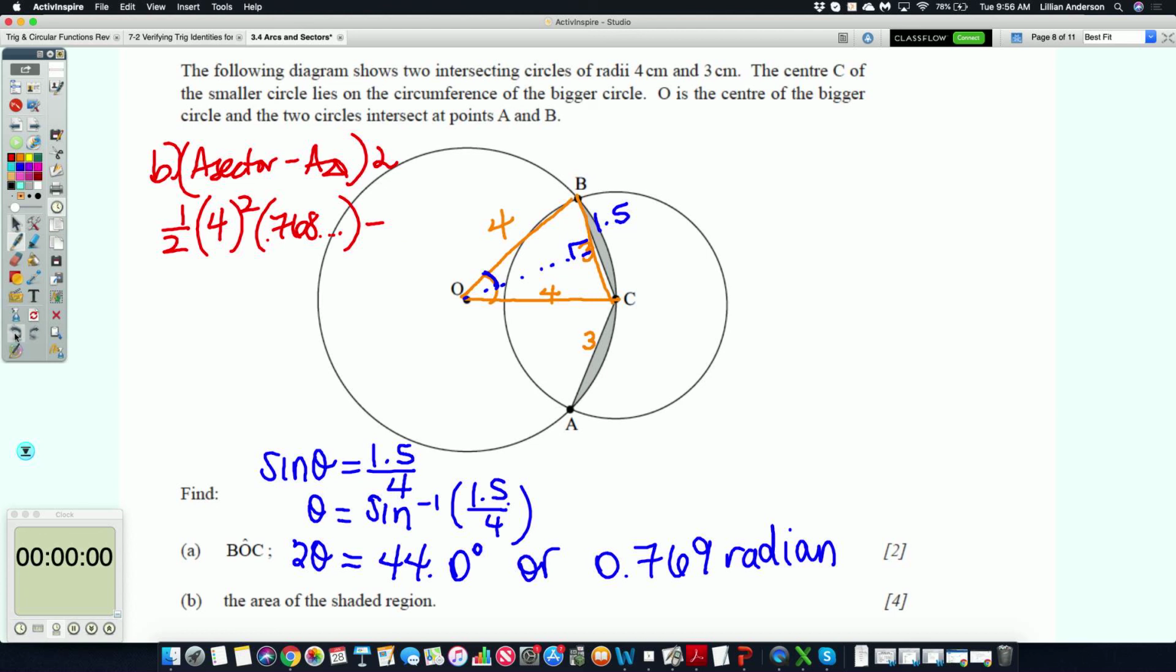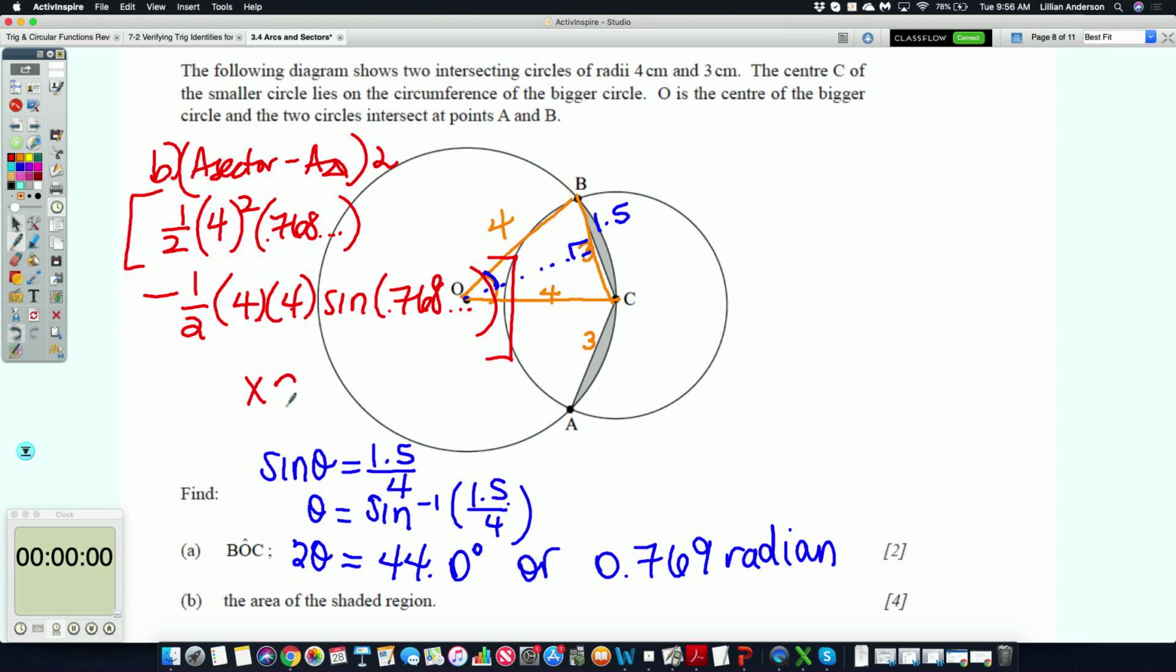Or I can use the one that has the sine involved. Yeah, half the product of the two sides, so 4 times 4 times sine of that angle that you just found. You want to use 4 and 4, not 4 and 3, because 4 and 4 are on the sides of that angle that you just found. So once you figure out what the segment is, then you'll just multiply your answer by 2 to get the area of the shaded region. What is it? 1.18? Thank you.